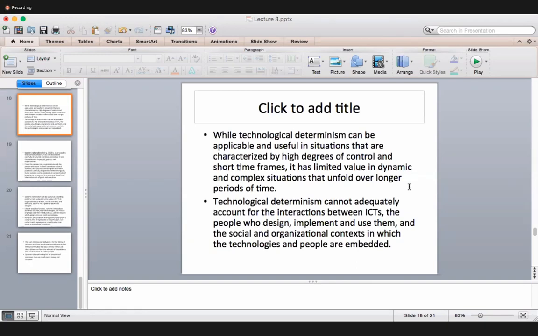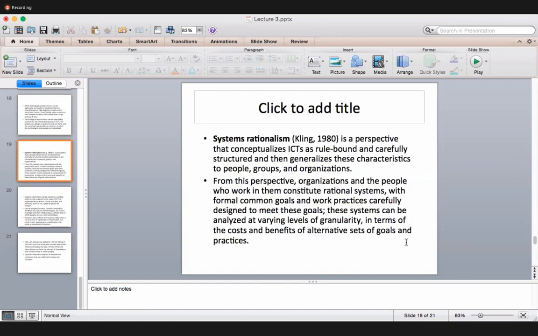And that's why we are saying technological determinism cannot adequately account for the interaction between ICT, the people who design, implement, and use them, and the social organization context in which the technology and people are embedded. That's what I'm trying to bring into context: do not obscure yourself by thinking it's just the technology and then you move in. No. Also look at what it is that I am trying to solve and how I can solve it better. And that's what I've indicated.